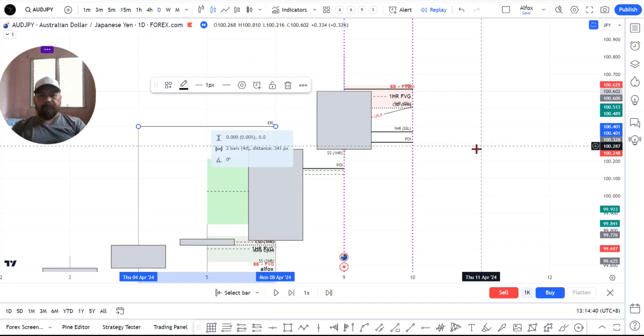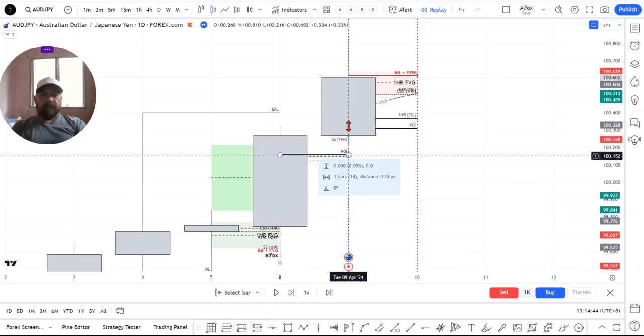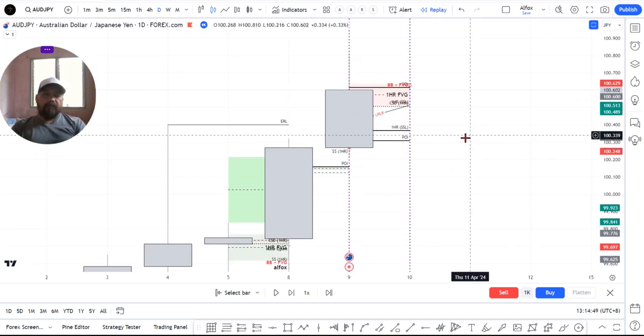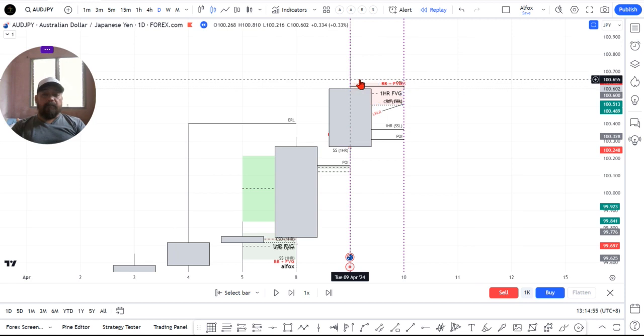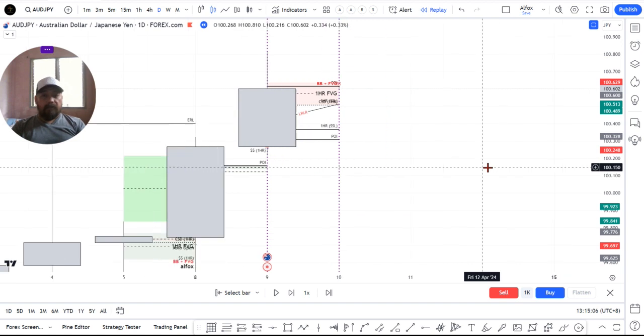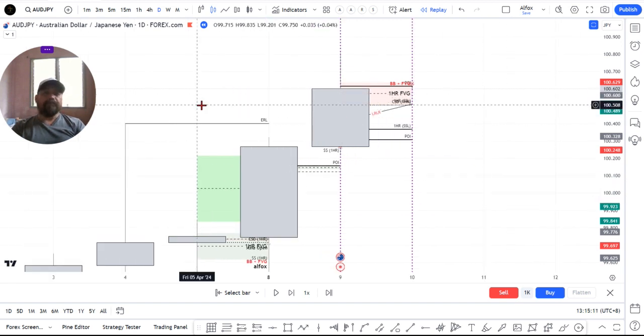There. Okay? So we have our external range liquidity here, and price swept it. So for today, this morning, my bias was bearish because when price is above an old high, we look for shorts. And the opposite is if price is below an old low, then we look for longs. So for this morning, my bias was bearish or short.